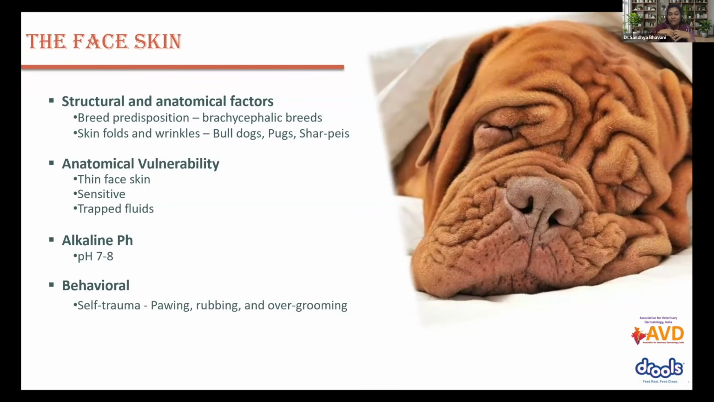Also, there are certain behaviors like self trauma, pawing, rubbing, or over grooming. The dog keeps on scratching its face, or it goes and digs in the mud. At that time it can have a mild trauma, which allows the bacteria or fungi to grow.